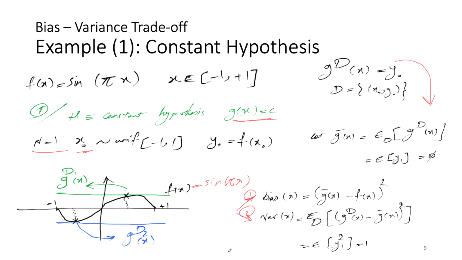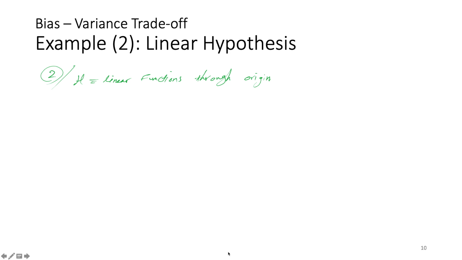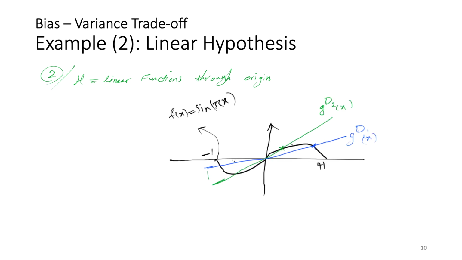Okay, so now let's have another example where our hypothesis, instead of a constant, is a linear case. We have the same unknown function. Instead of a constant, we have linear, and the linear passes through the origin point, which is 0, 0. So what's going to happen this way? We have 2 again, shown in blue and green, g d1 of x, g d2 of x, and they are passing through the origin point, which is 0 here. And we have 1 point from each, here and there.